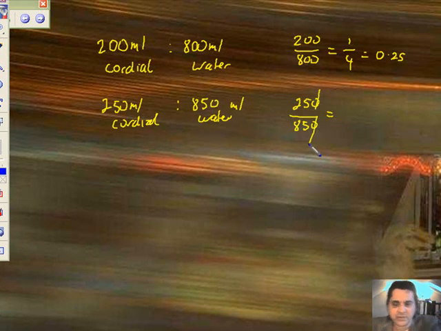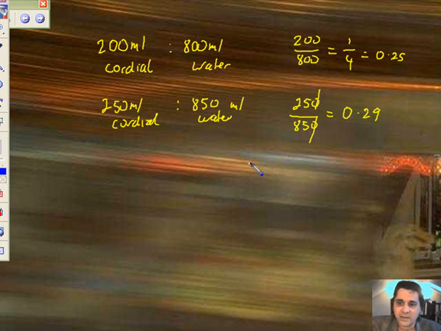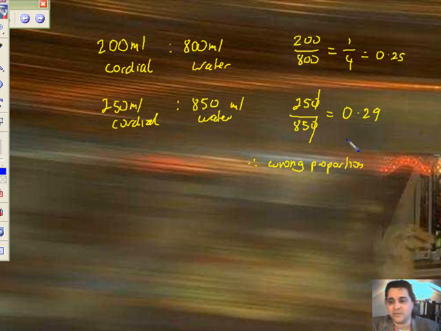Now, if I apply the same logic here, is 250 divided by 850 also 0.25? But let's get rid of the zeros, although it's not necessary because I've got my Casio waiting to help me. So 25 divided by 85 is going to be nothing like, look at this, 0.29. Therefore, wrong proportions. He's using too much cordial for the amount of water. Look, 0.29 as opposed to only 0.25. It would taste a little sweeter than it should, but never mind. I'll explain my answer.